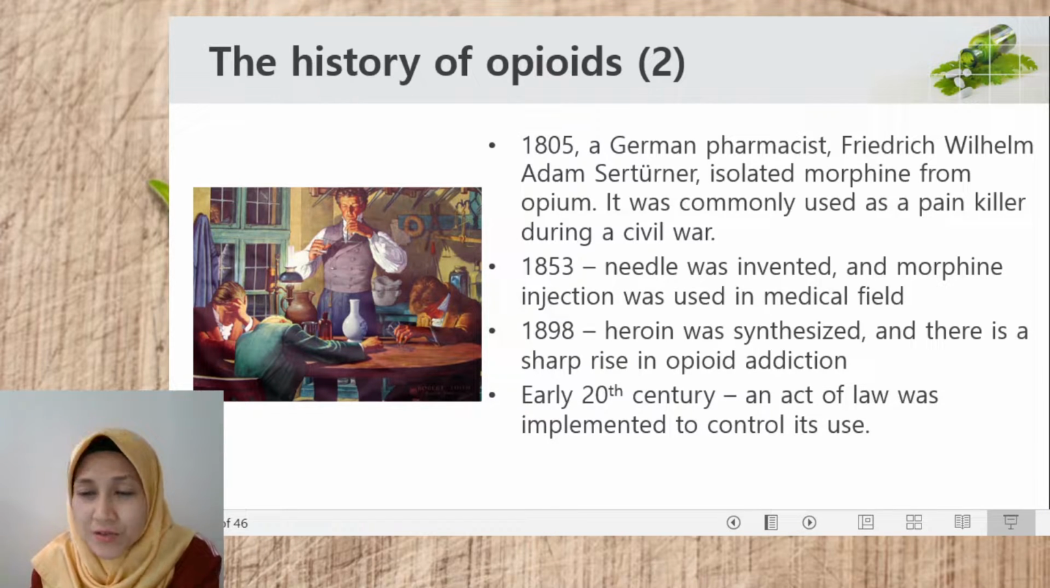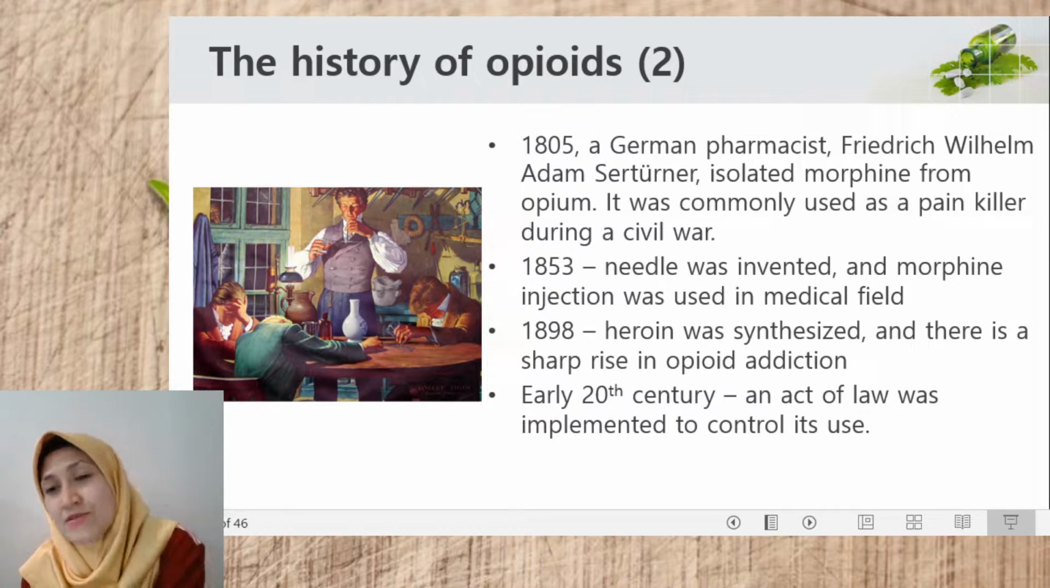Okay? Then heroin was synthesized in 1898. There was a sharp rise in opioid addiction following the introduction of heroin. Then in the early 20th century, an act of law was implemented to control its use.